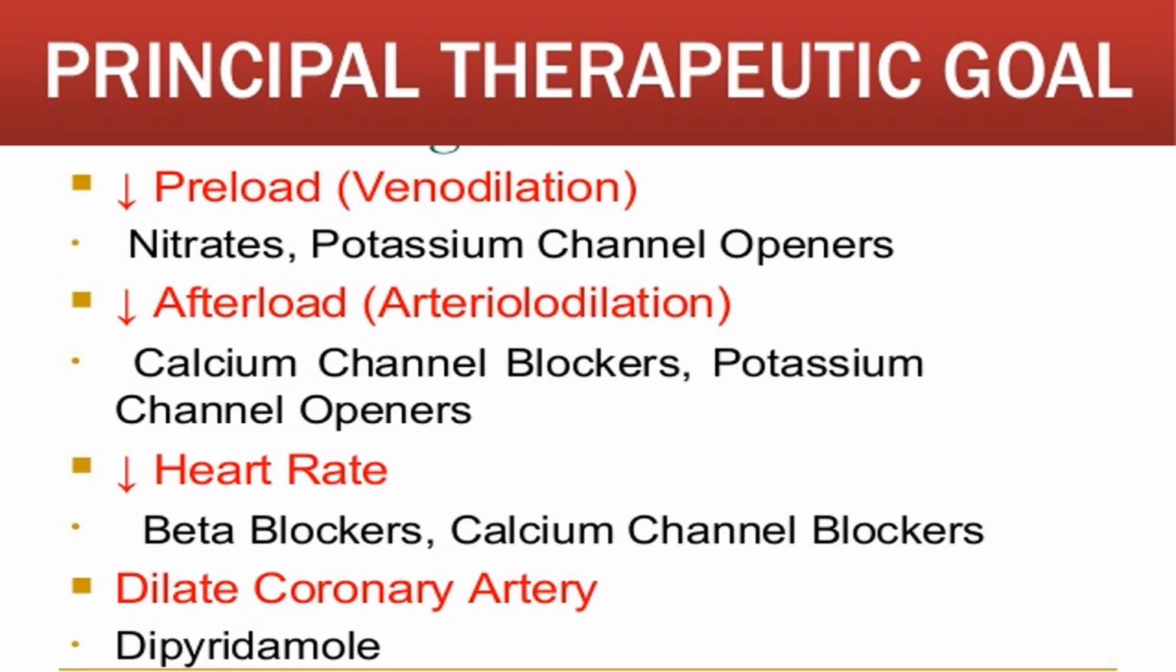So what are our principal therapeutic goals of the anti-anginal drugs? We will decrease preload, we will decrease afterload, we will decrease heart rate, and we will dilate the coronary artery. So different drugs for different purposes. To decrease preload, we have nitrates and potassium channel openers. To decrease afterload, we have calcium channel blockers and potassium channel openers. To decrease heart rate, we have again beta blockers and calcium channel blockers.